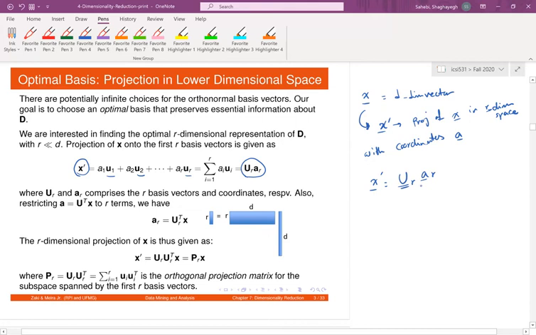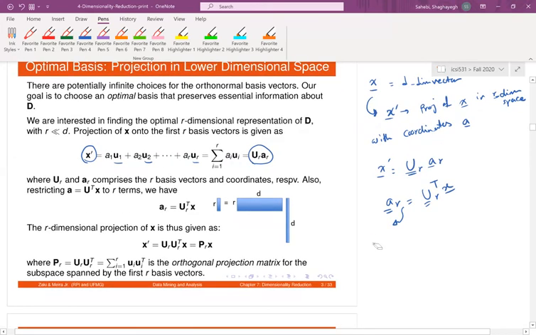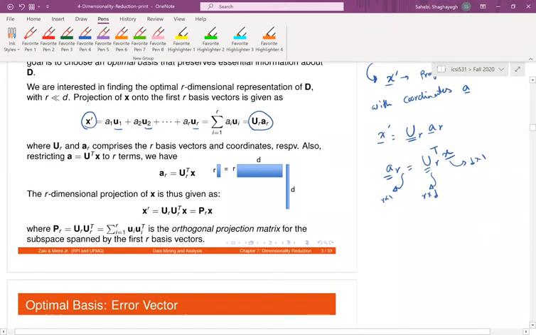Similar to what we have seen previously, we can calculate our AR using UR transpose, which is equal to UR minus 1, or inverse of UR, multiplied by X. AR is an R-dimensional vector, so it's basically R by 1. UR is R by D, and X is D by 1. Okay, so that is basically our goal, to find UR.